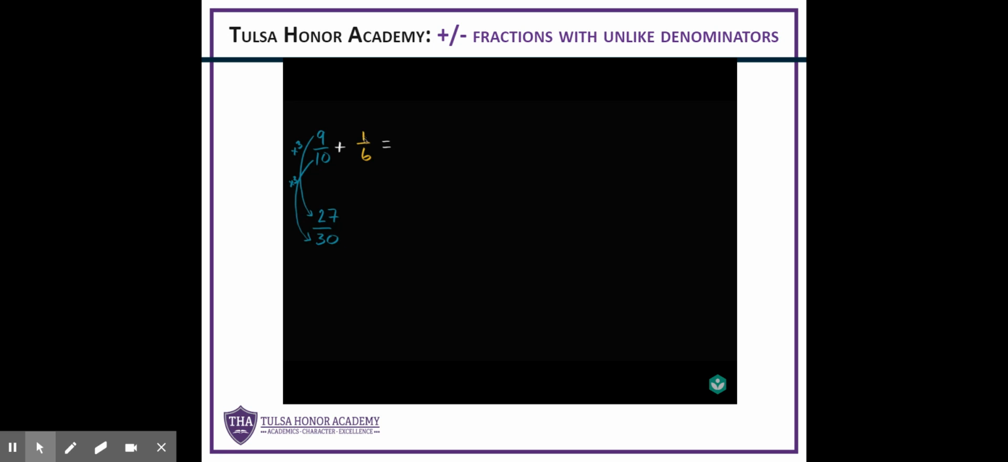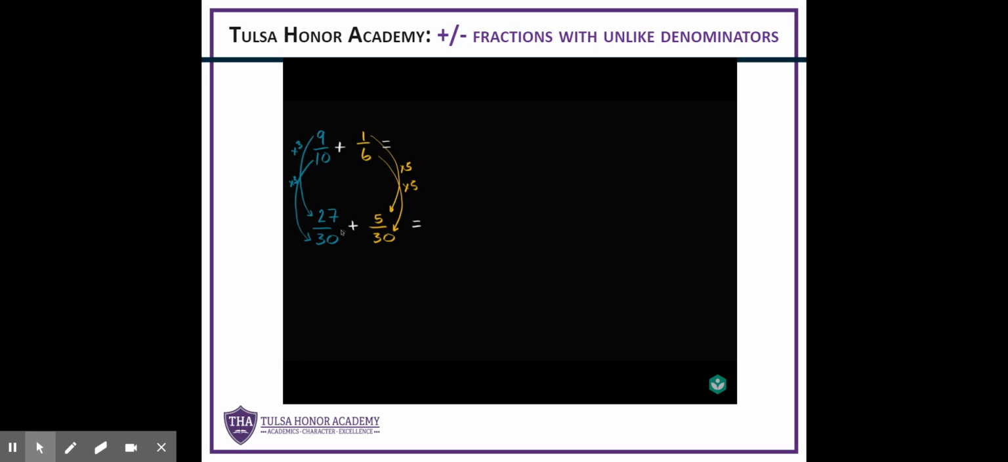That's useful because I can also write 1/6 with the denominator of 30. So 1/6 is what over 30? I encourage you to pause the video and try to think about it. What did we do to go from 6 to 30? We had to multiply by 5. So if we multiply the denominator by 5, we have to multiply the numerator by 5 as well. So 1 times 5 is 5. So 9/10 is the same thing as 27/30, and 1/6 is the same thing as 5/30. And now we can add.